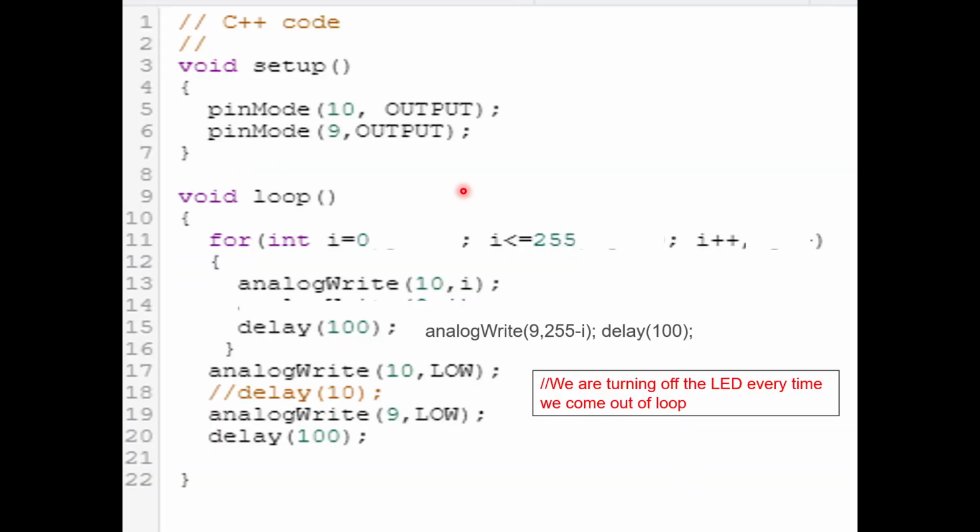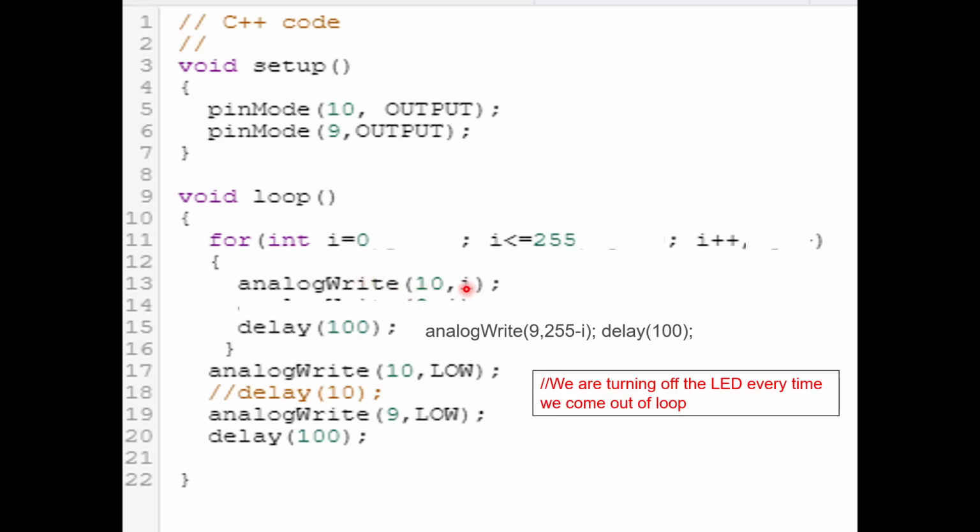Now for 2 pins, this will be the code. Again, pins 10 and 9. In loop, it is the same as earlier. So analog write 10, i, delay 100. Then again, we'll be writing analog write pin 9, 255 minus i. What I'm doing is, if one bulb is on, the other bulb is off.